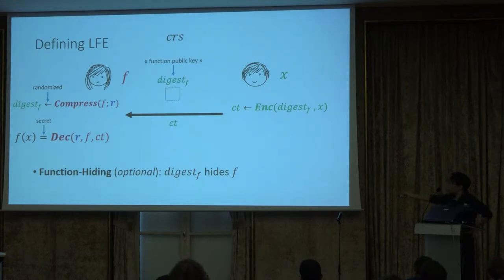But then if you want the digest to hide F, Bob shouldn't be able to use the decryption algorithm. So in some sense, Alice has to keep this secret state in order to decrypt now. So decryption is now secret.